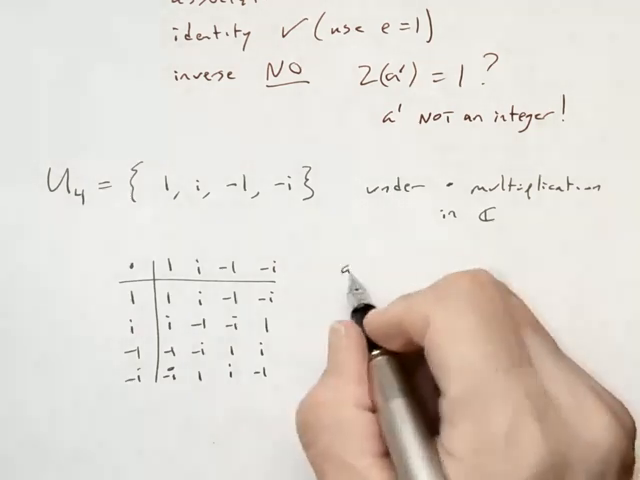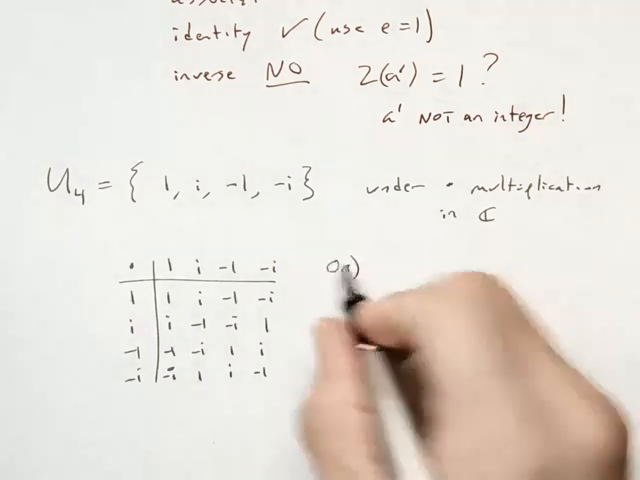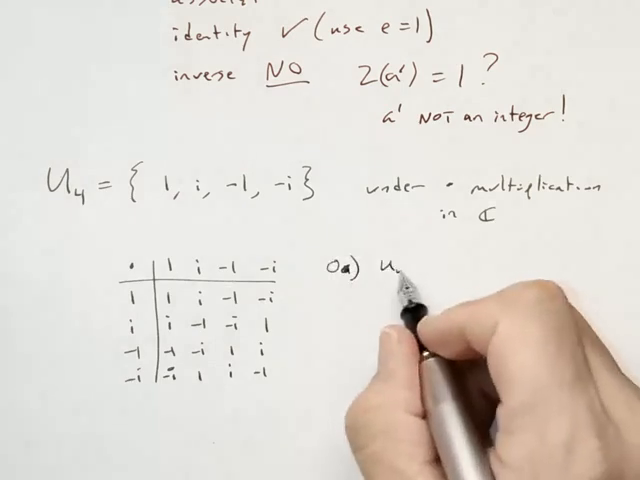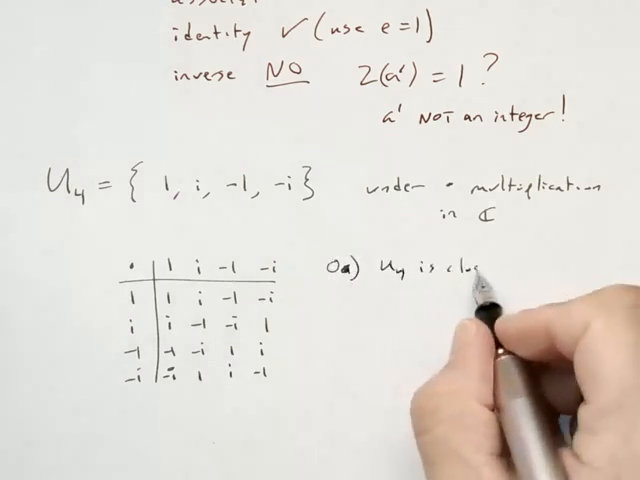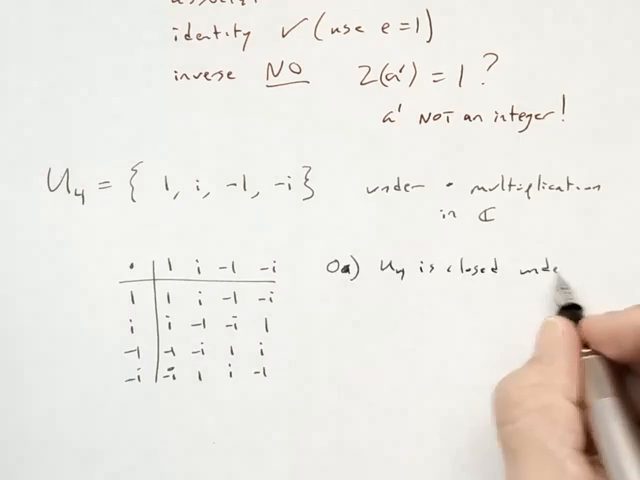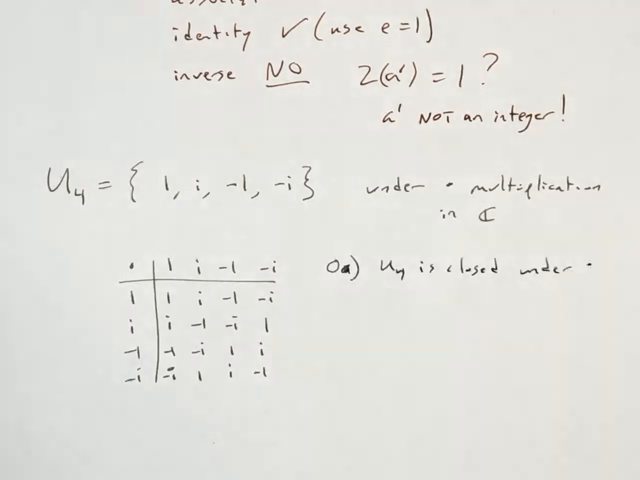So I can now say, U4 is closed under multiplication. If you multiply complex numbers, you stay complex numbers, you multiply these complex numbers, you stay in these sets.